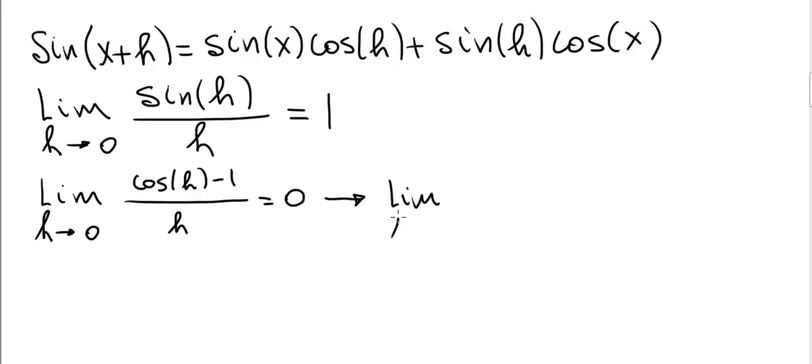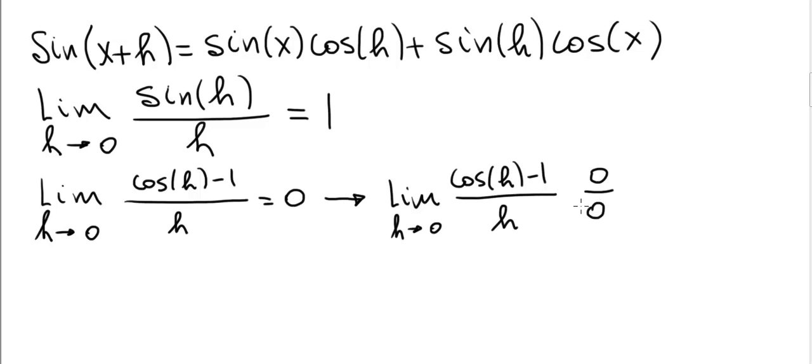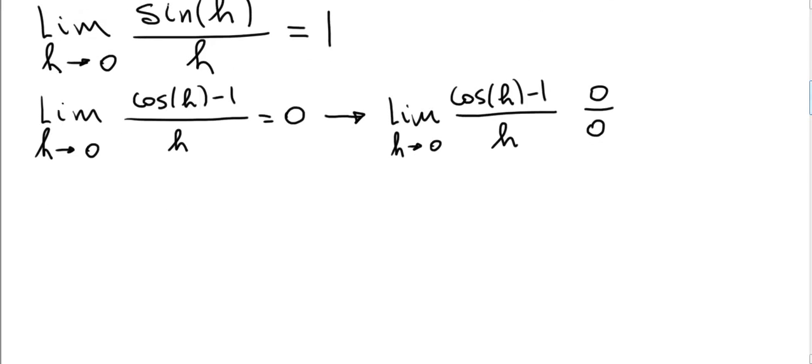When evaluating the limit as h goes to 0 of cosine of h minus 1 over h, we plug in 0 for h. The numerator is cosine of 0 minus 1, which is going to 0. Similarly, the denominator is going to 0, so it's an indeterminate form, 0 over 0. We have to eliminate that to find a finite result or show that it's infinite. So here's how we proceed.